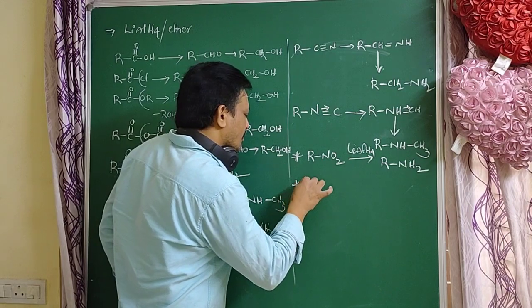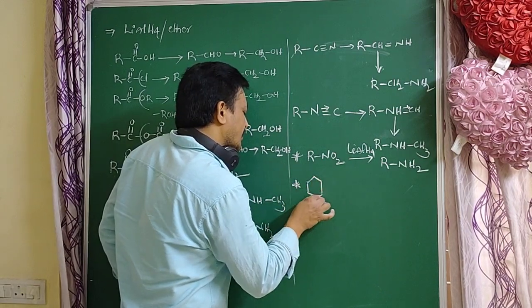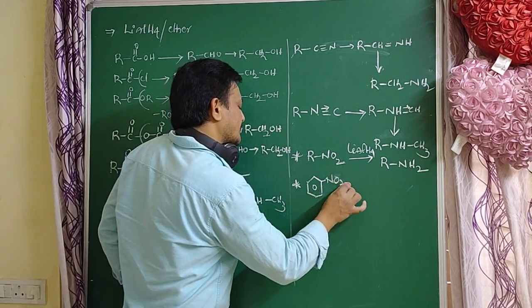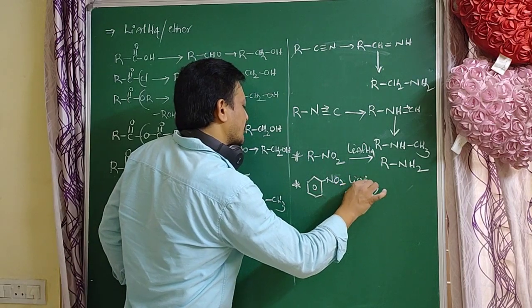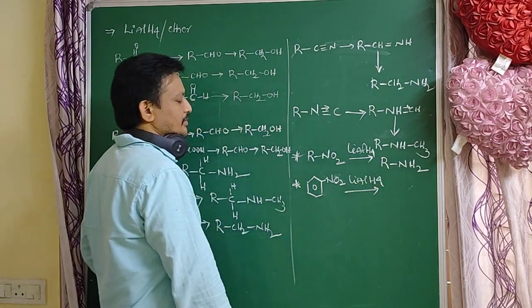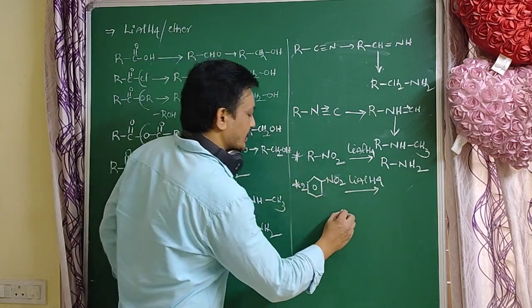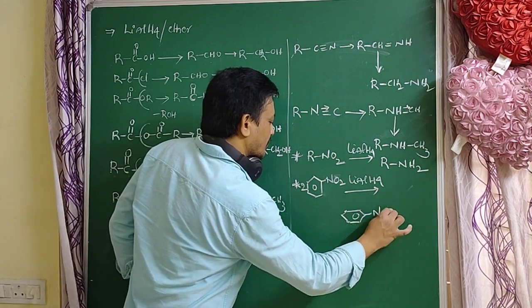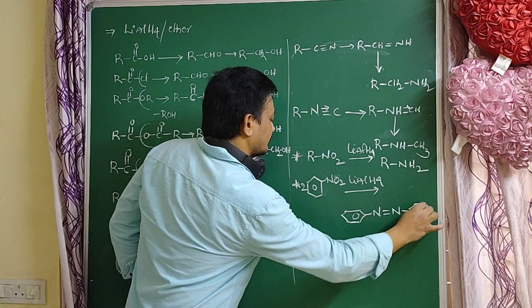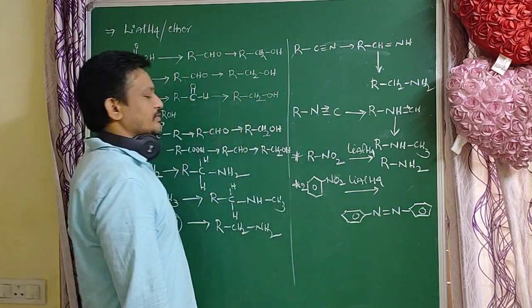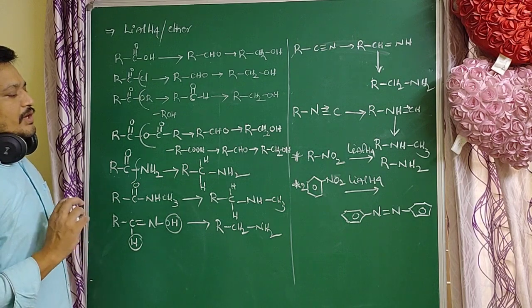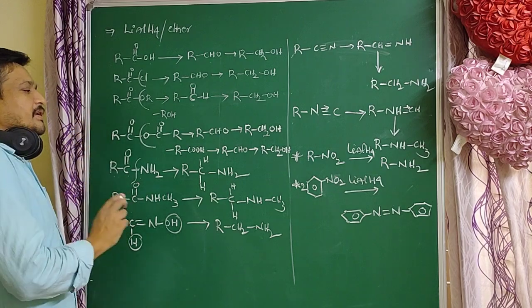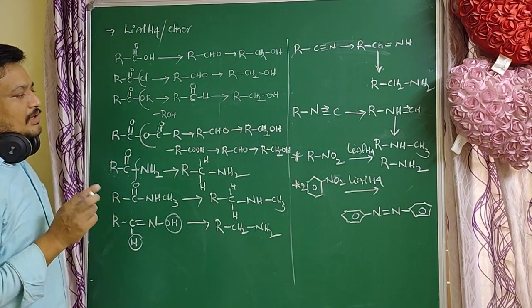So next, aromatic nitro compounds. In the presence of lithium aluminum hydride, two molecules are involved in the reaction to form an azo compound. So this is the azo compound. Nitrobenzene is converted to an azo compound in the presence of lithium aluminum hydride.